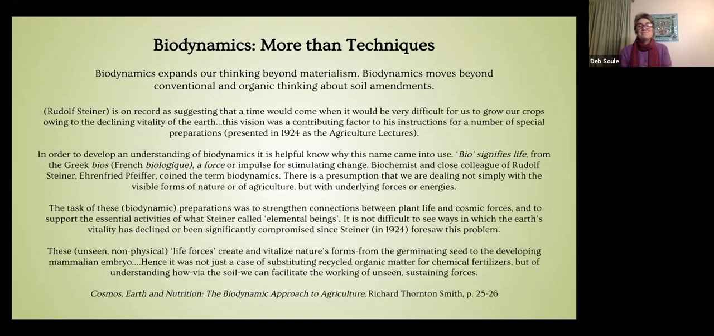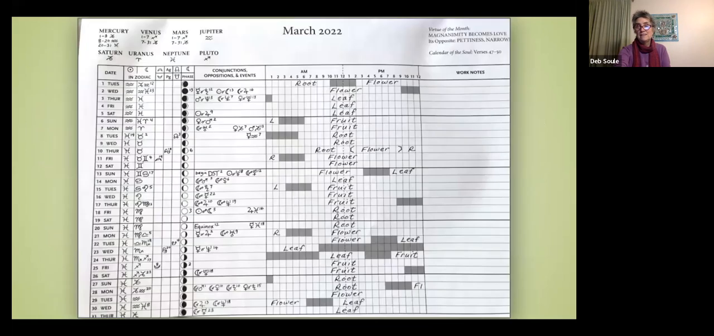Yeah. What I've written here comes out of a book, Cosmos, Earth and Nutrition, The Biodynamic Approach to Agriculture, which I will speak to in just a moment. But I wanted to speak to the calendar. So for people who have never seen what a biodynamic planting calendar looks like, I just wanted to give you a picture.